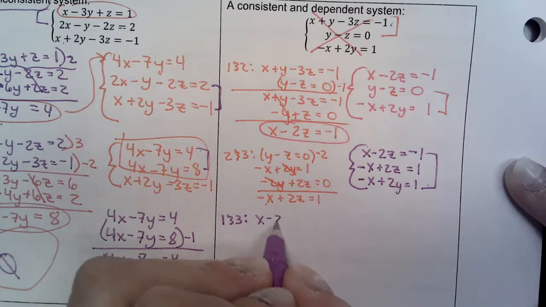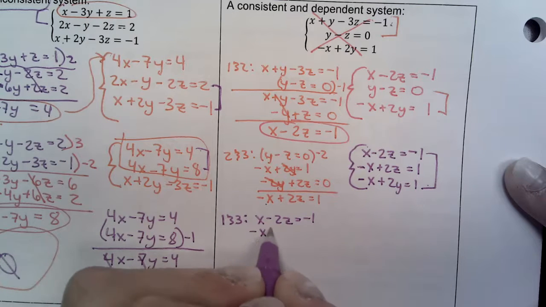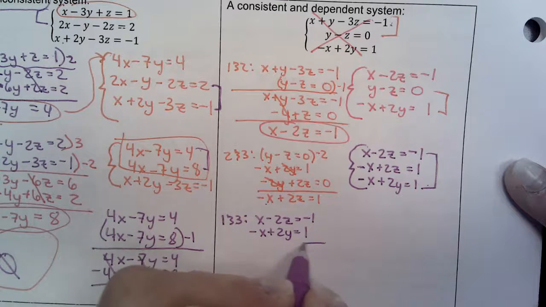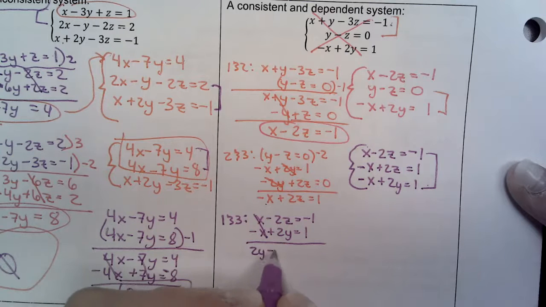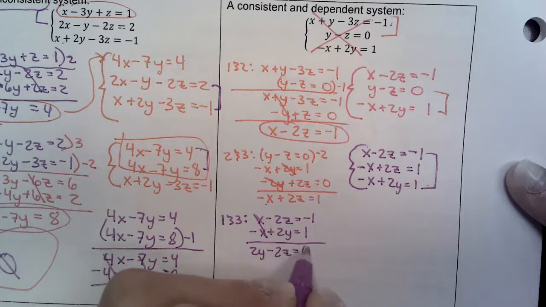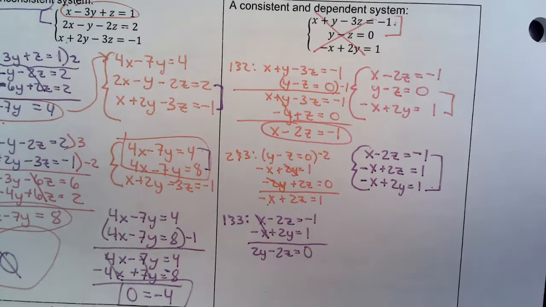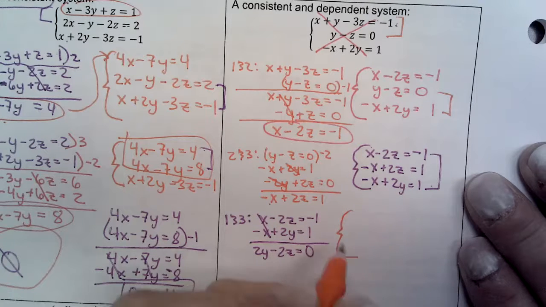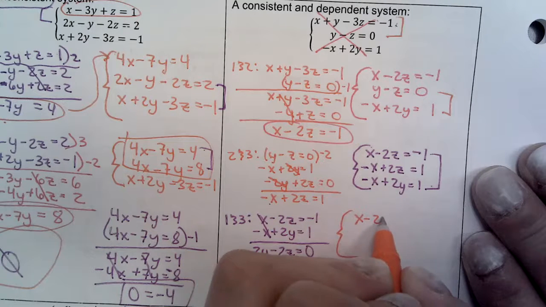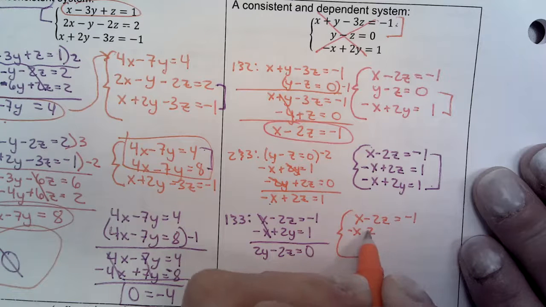So we get x minus 2z equals negative 1, and negative x plus 2y equals 1. Now we're going to wind up with 2y minus 2z equals 0. Now that we've combined that, let's go on ahead and rewrite our system. Our new system: we had already replaced our first one, and we had already replaced our second one.